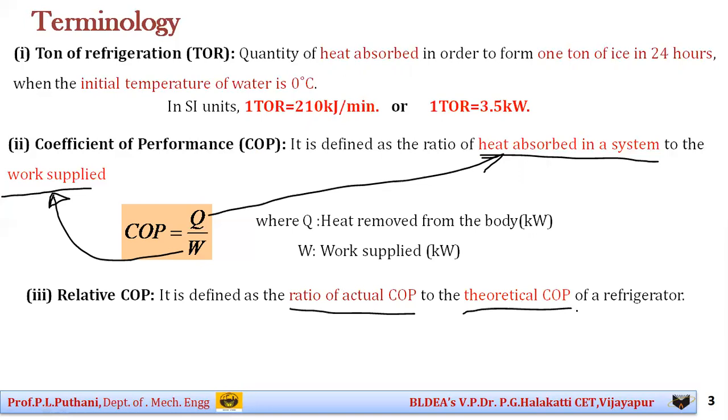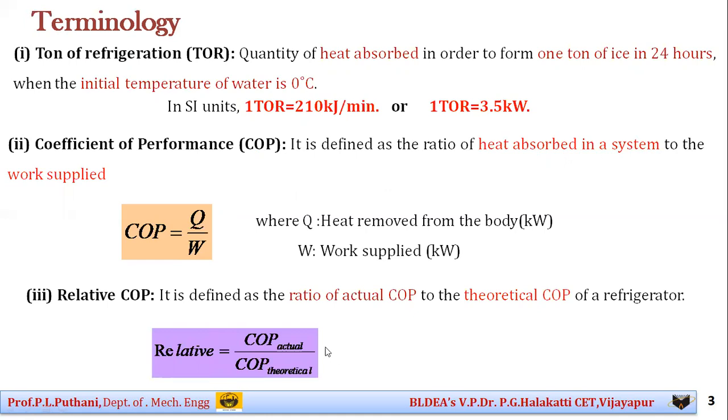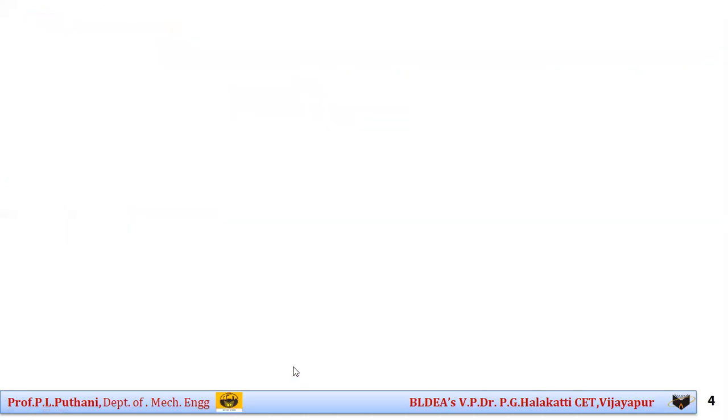Whenever we design our refrigerator, students, we do some mathematical calculations, and on designing it, we conclude that our refrigerator will produce this much COP. But the calculation which we have done theoretically can be validated only when we take some practical readings, that is, when you conduct the experiments. So the actual COP is when the refrigerator is working and we get some values practically, and those values are compared with the theoretical values. The resulting term which we get is the relative COP, students. That is, relative COP is equal to actual COP by theoretical COP.